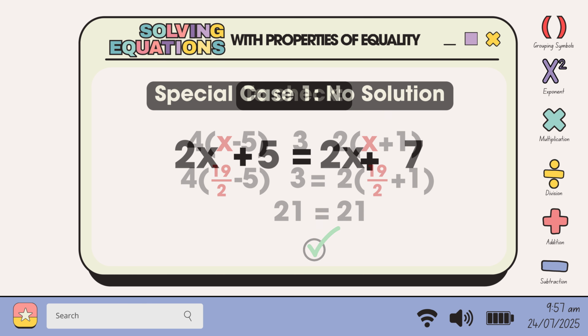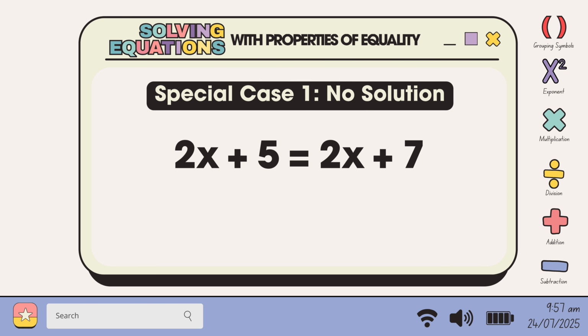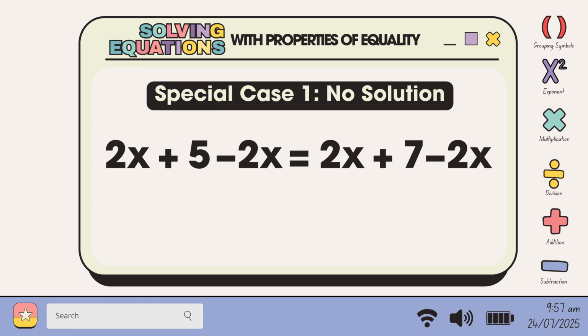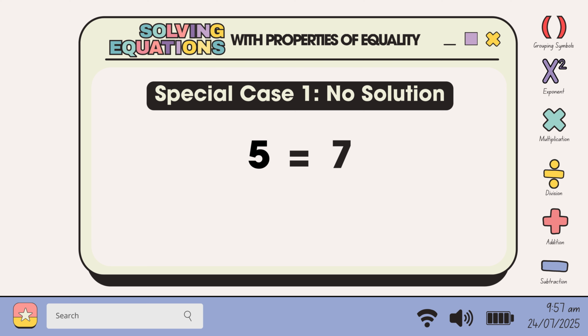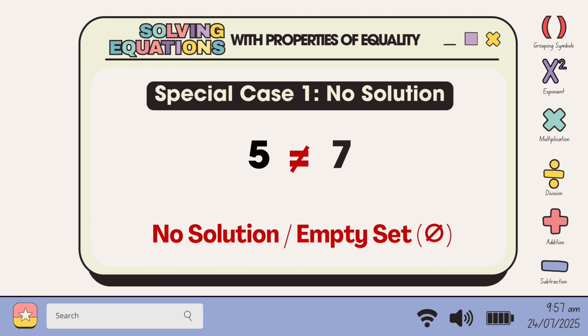We also have special cases. Special case number 1, no solution. In 2x + 5 = 2x + 7, subtracting 2x from both sides leaves us with 5 = 7. Since this is impossible, there is no solution, or it is an empty set.